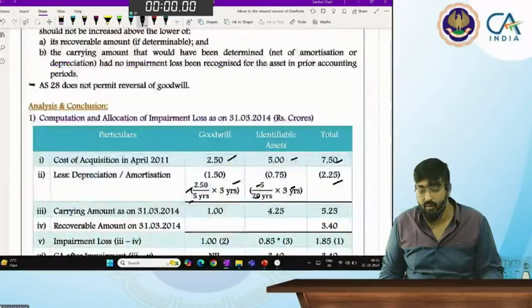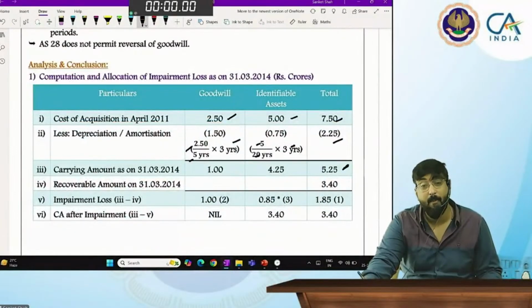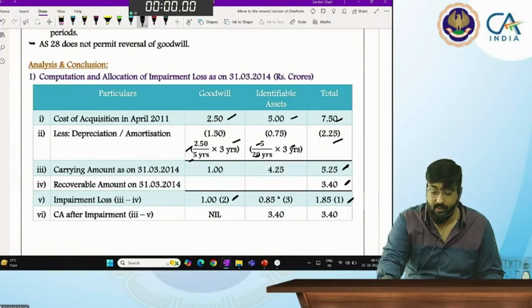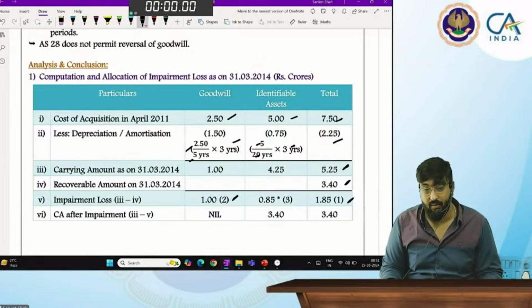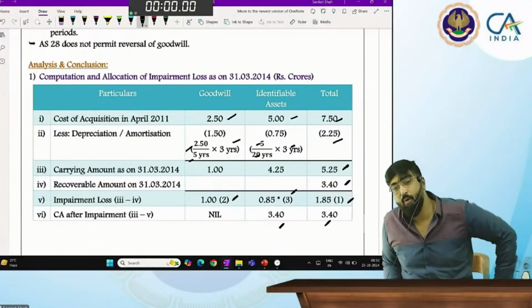So what is your total assets बेटा? 5.25 था. And what is recoverable amount? 3.4. सो टोटल इंपेयरमेंट लॉस कितना हुआ? 1.85. What you deducted? Yes, 1.85. From where you will deduct it first? So first I will use goodwill 0 करूंगा and 0.85 will be the balance. So what is my carrying amount after this? 3.4.